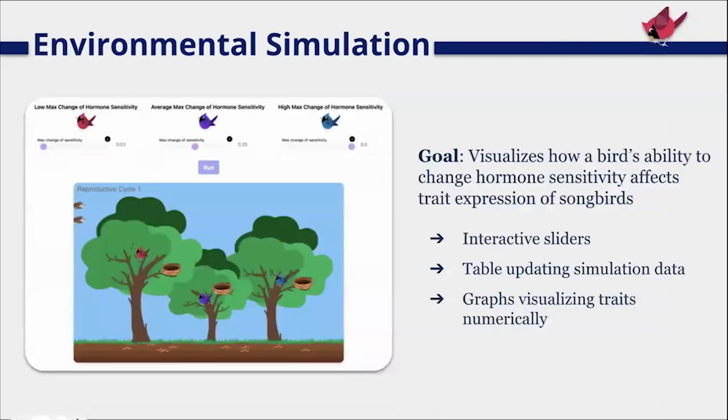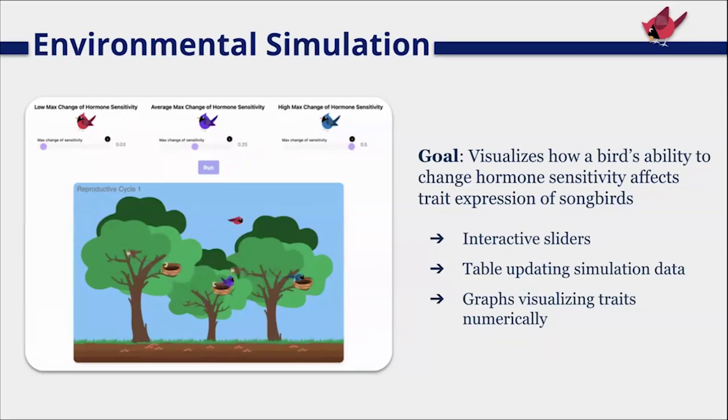So the goal of the tissue simulation was to show us how an organism's receptor sensitivity affects trait expression. In the environmental simulation, we visualize the actual birds that are changing their receptor sensitivity for every reproductive cycle in real time. The consequence of each bird's individual capability to change their hormone sensitivity is represented by displaying their ability to adapt to external conditions and successfully leaving their offspring.